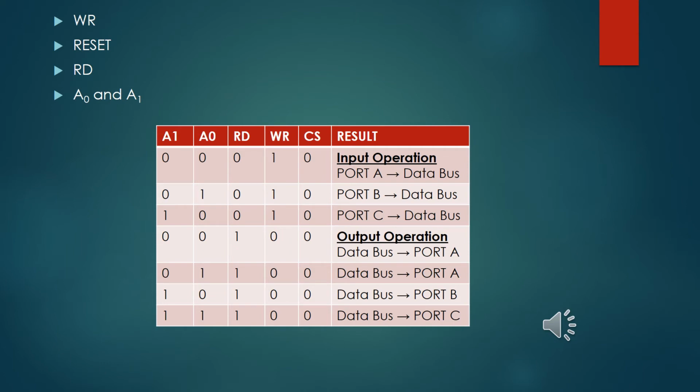Now we are seeing about the WR pin. It stands for write. This control signal enables the write operation. When the signal goes low, the microprocessor writes into a selected input output port or the control register. About reset, this is an active high signal. It clears the control register and sets all ports in the input mode.